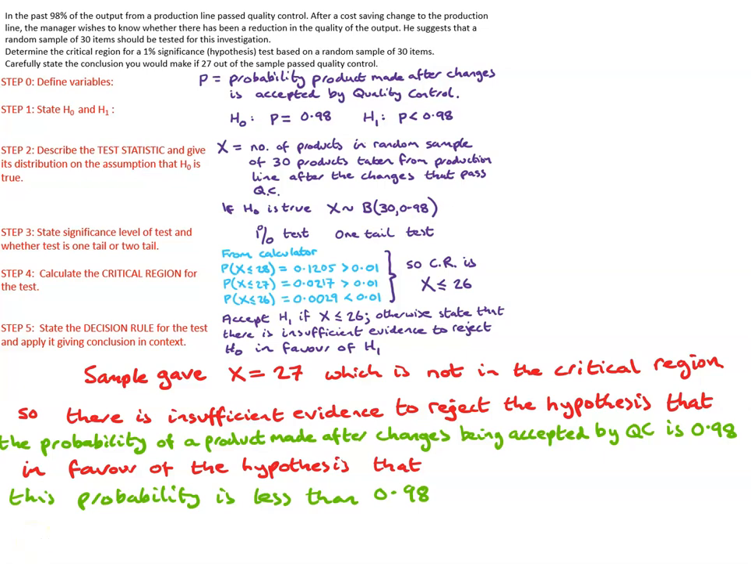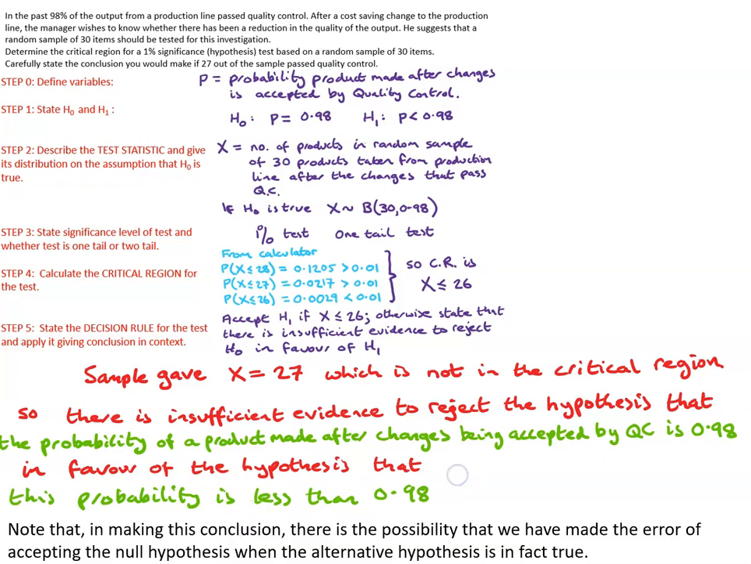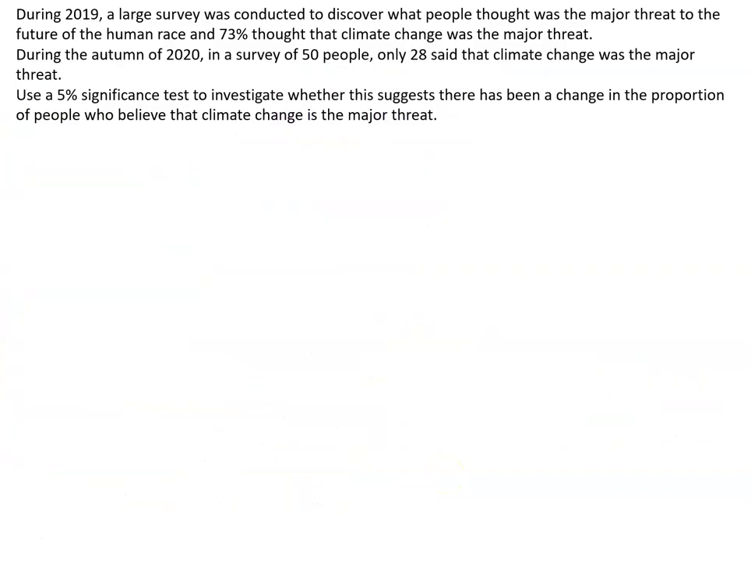Now, it's always worthwhile being aware of what mistake we might have made in this particular case. And in this particular case, the mistake that we might have made is the mistake of accepting the null hypothesis, which is what we've done, when the alternative hypothesis is in fact true. Let's now move on to a second example.